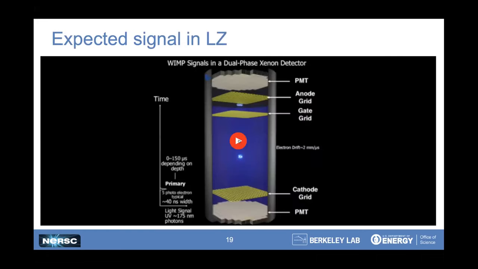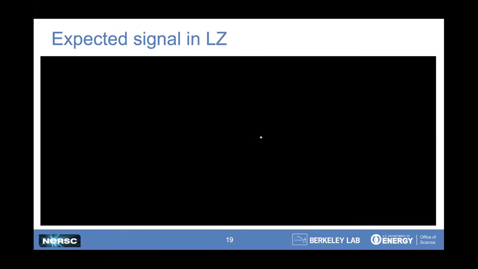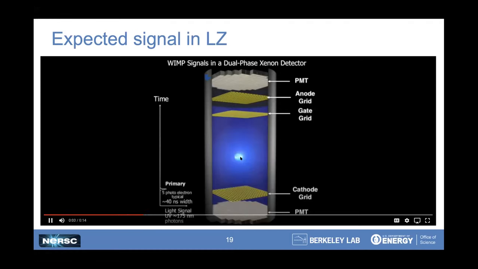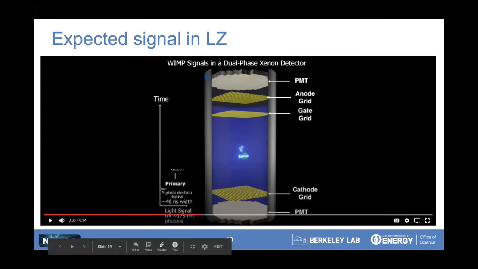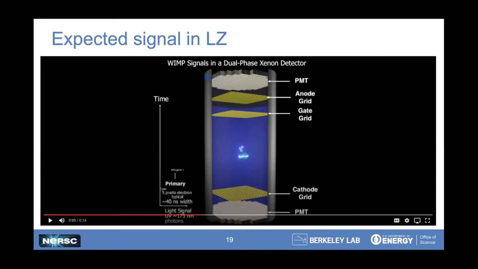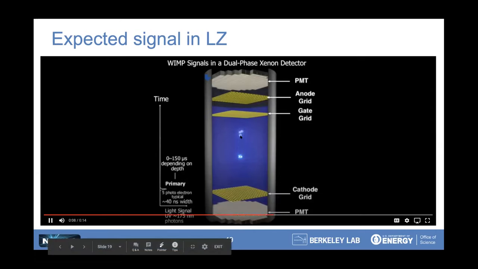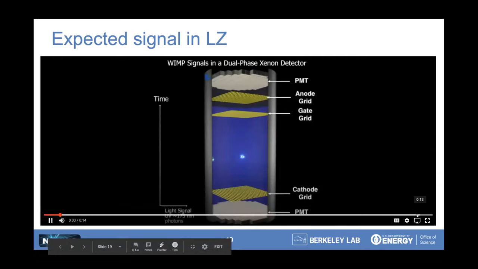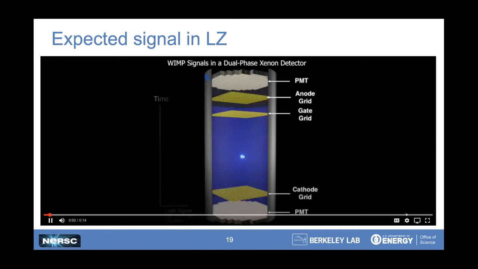So if we just try to think about now, what is the expected signal in LZ? Yes. We have a WIMP or dark matter particle that arrives. It interacts, and then here we had the first flash of light in the detector, and this is going to create a small signal here, and then it creates also some electrons, and because we have an electric field, those electrons are drifting toward the liquid surface to reach here the anode grid.